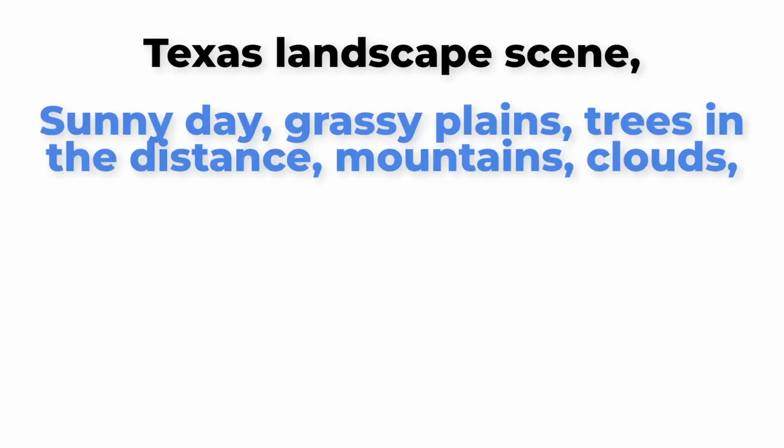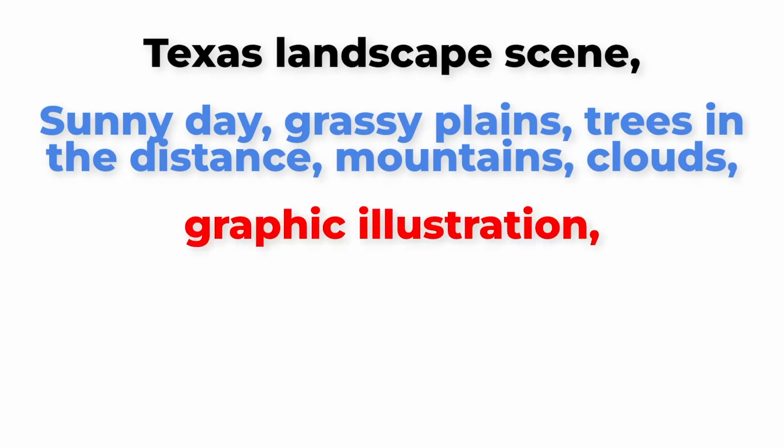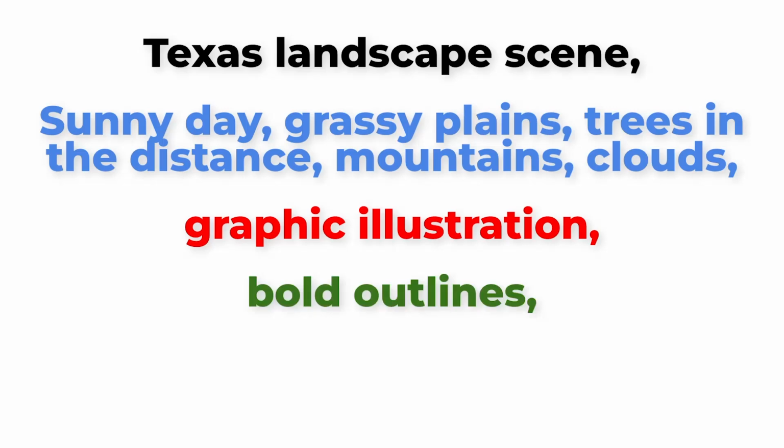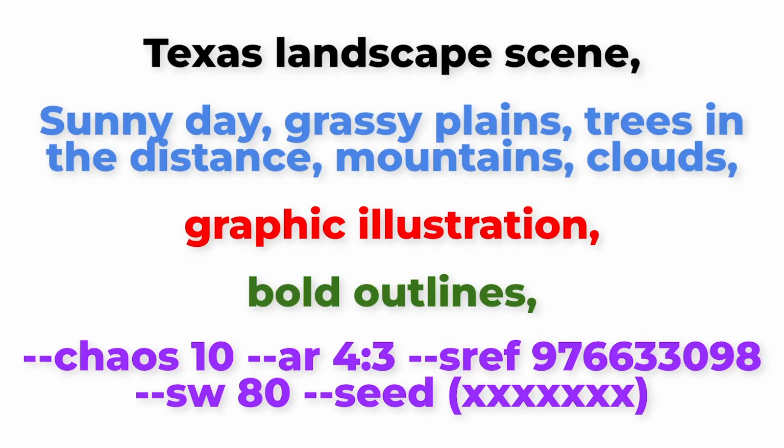We're going to add sunny day, grassy plains, trees in the distance, mountains and clouds. Those are the modifiers to that scene. We're going to have a graphic illustration. This is the art style prompt. We're going to add only bold outlines as the details, and we're using every single thing that we used for the armadillo mascot for the landscape, which is the same variety, aspect ratio, SREF code, style weight, and the seed number. And again, I'm going to show you how to do that.